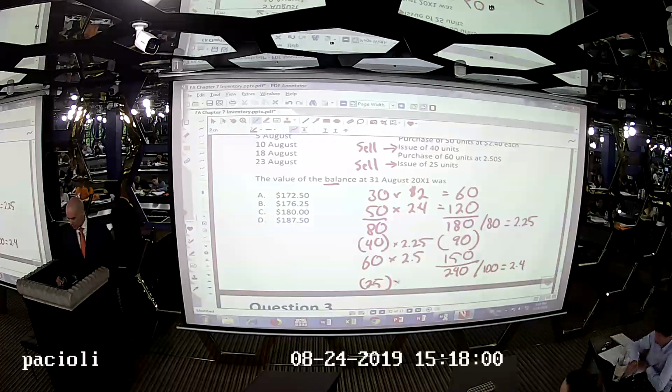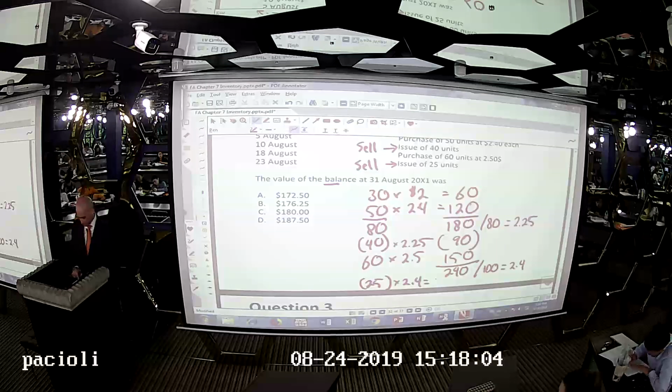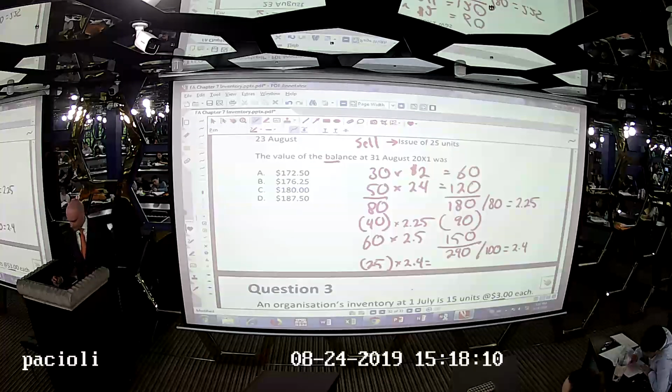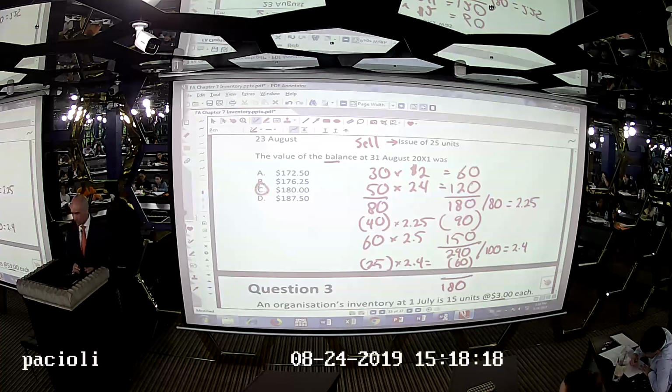2.4. And then we sell 25. 25 times 2.4 is 60. So minus 60. 240 minus 60 is 180. So that's the answer, C, 180.